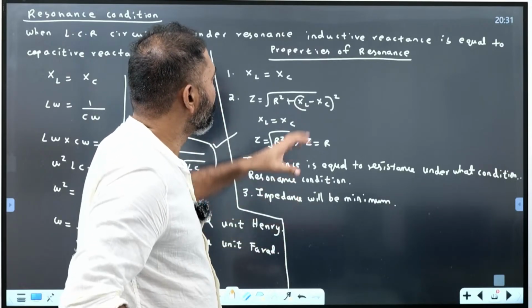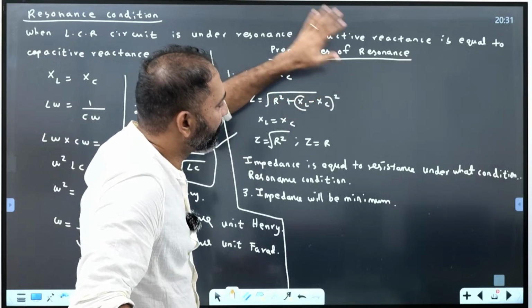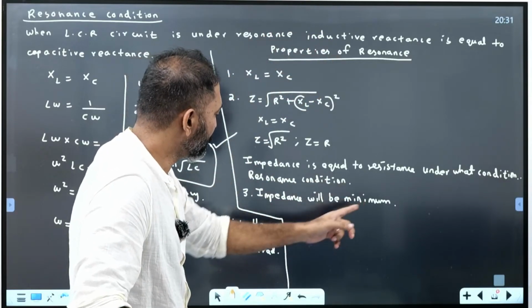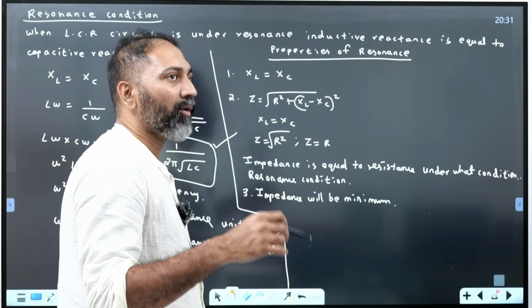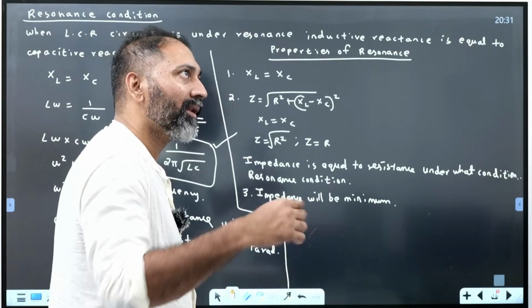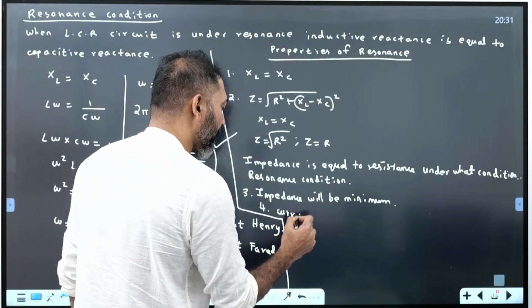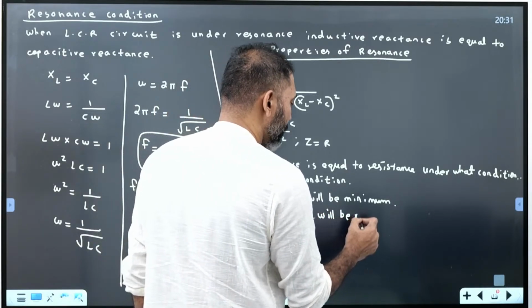Okay, in resonance, XL minus XC term vanishes because they are equal and opposite. So impedance equal to resistance, that is impedance will be minimum. Unit of impedance is what? Ohm. If a quantity with the unit ohm is minimum, current will be what? Current will be maximum.